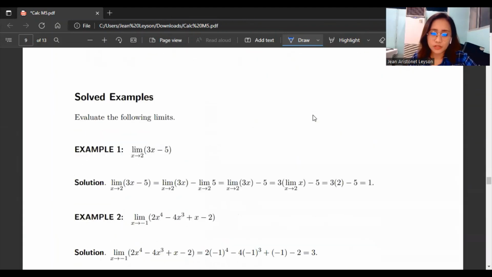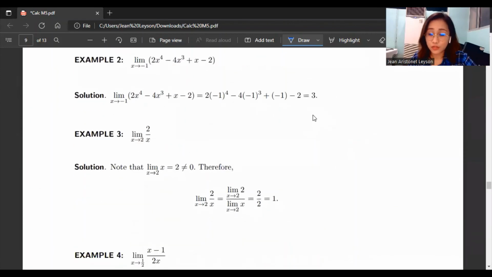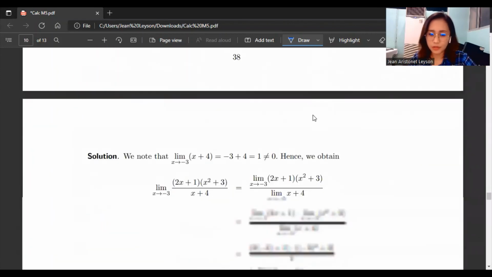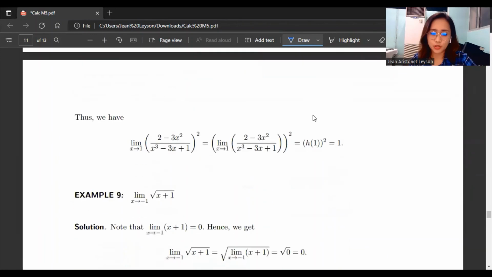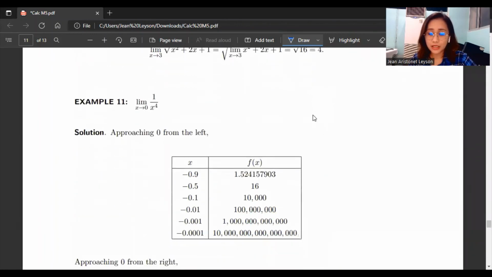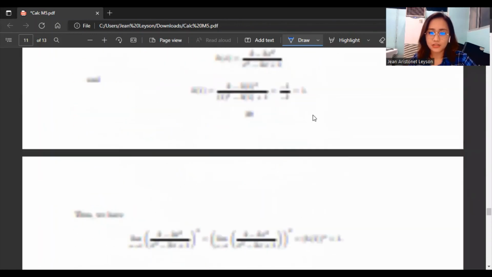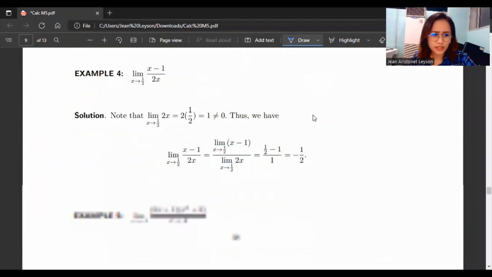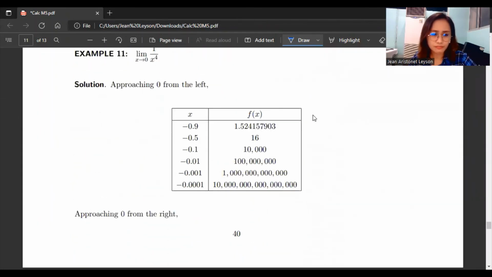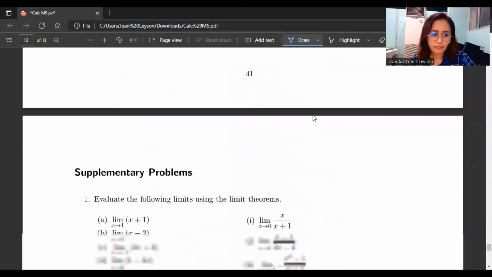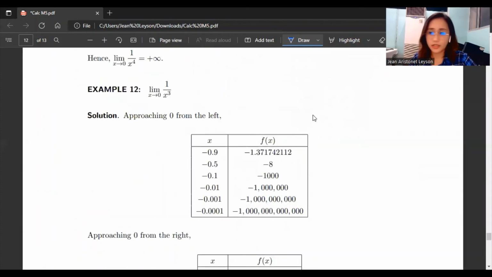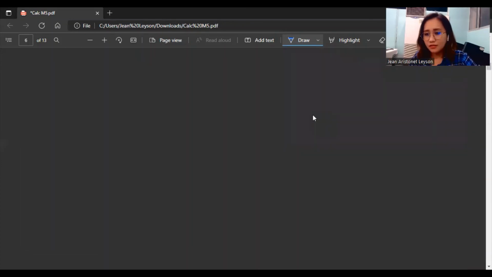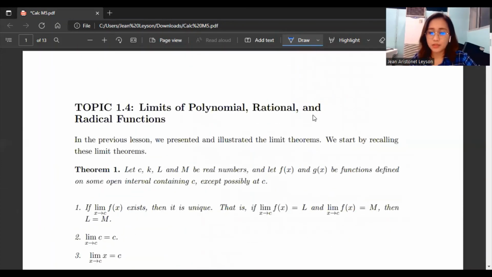So we have here solved examples. You can try to study those examples. You can try to practice on your own for you to better master and understand the concepts or the topic. So we have 12 solved examples. So that's it for my discussion again about limits of polynomial, rational, and radical functions.